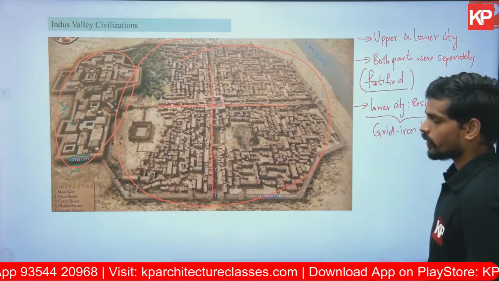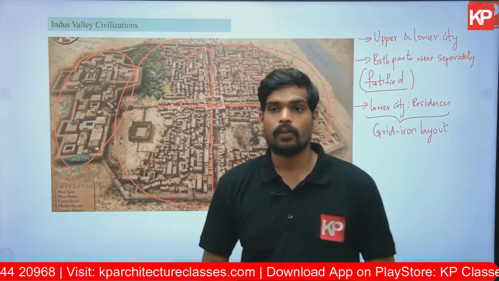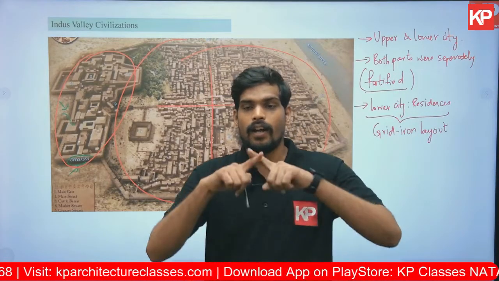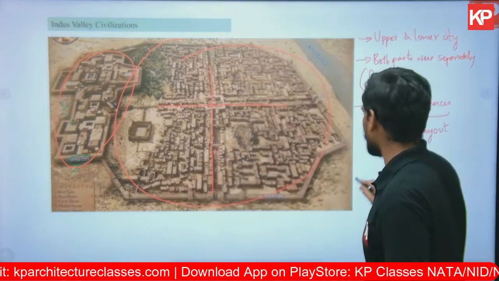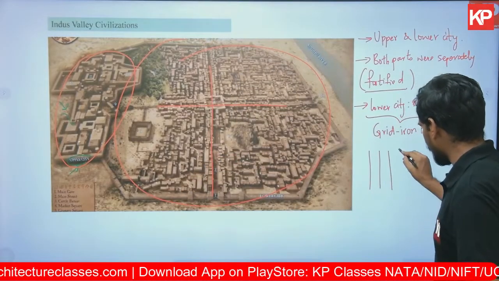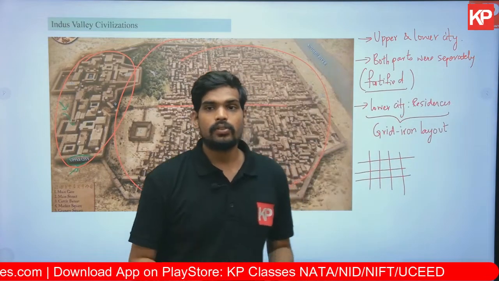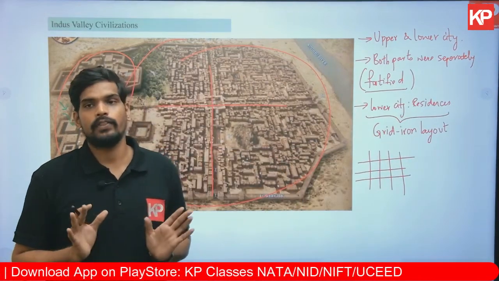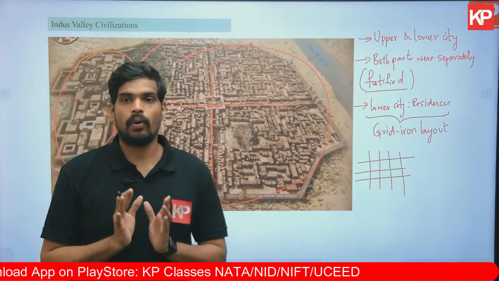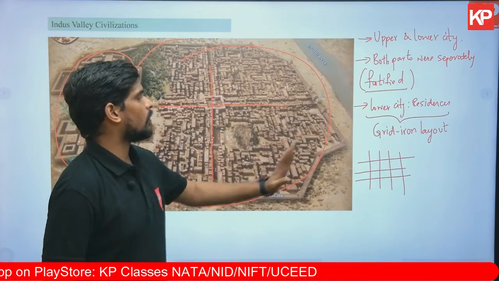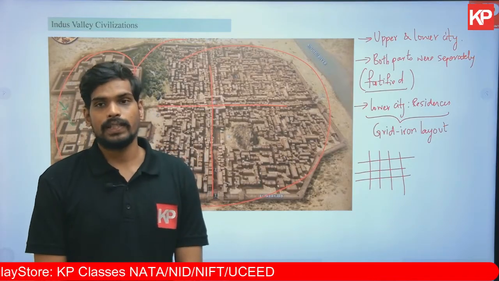What is a gridiron layout in city planning? A gridiron layout of city planning is where the streets form a grid. The streets and roads of the city intersect at right angles, forming a grid. And within those grids, you have the spaces where the houses are constructed. So that is point number 3, the third feature which you have to remember about the planning of the city.